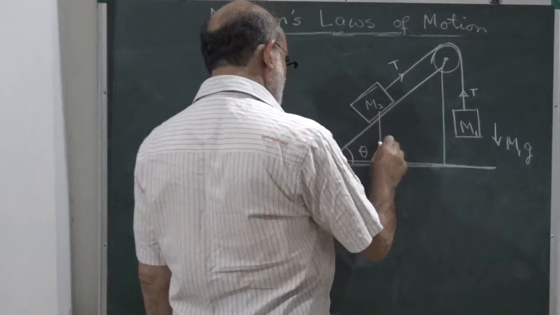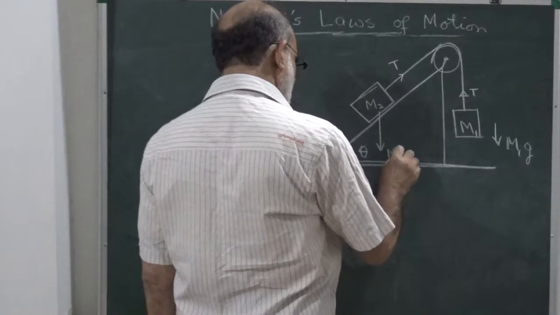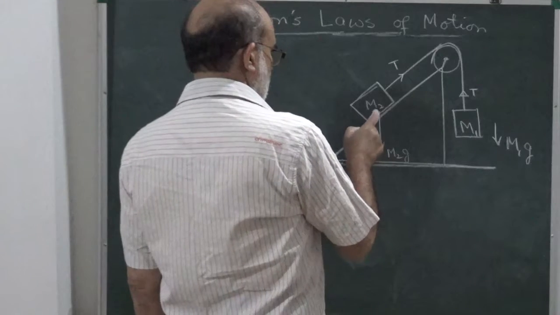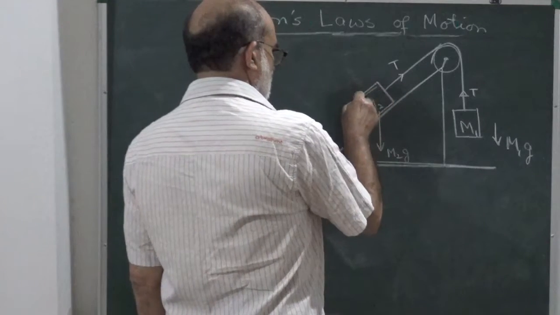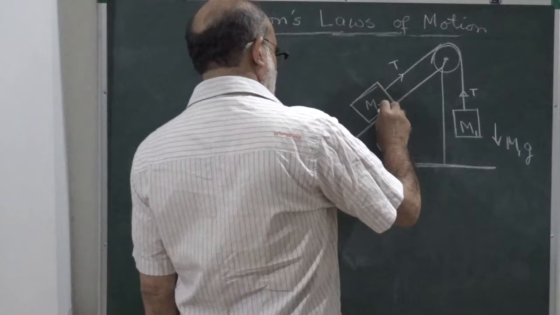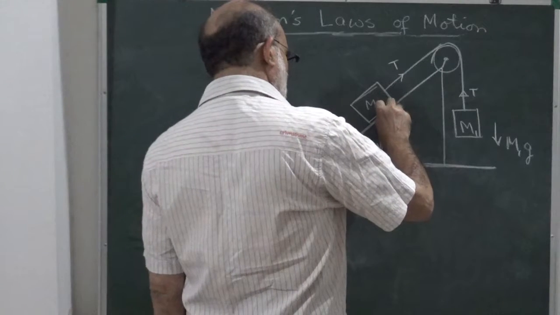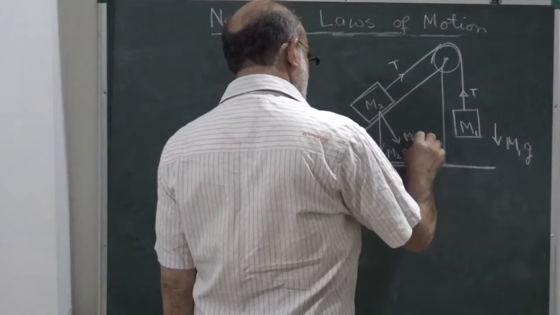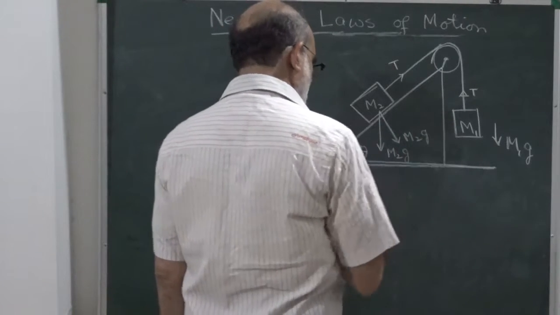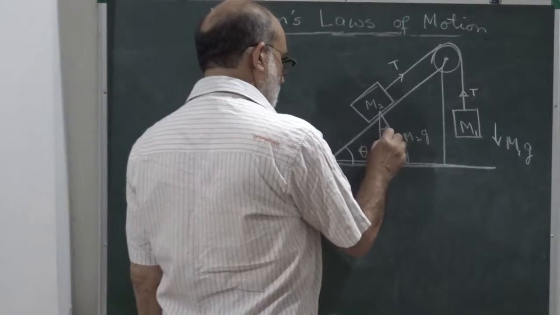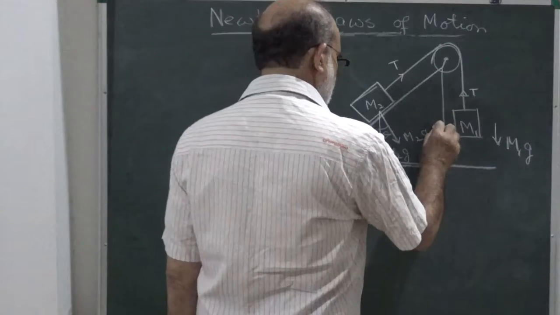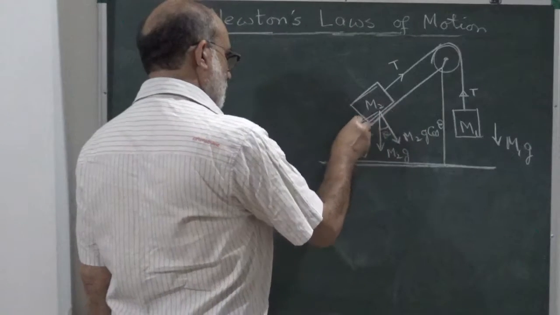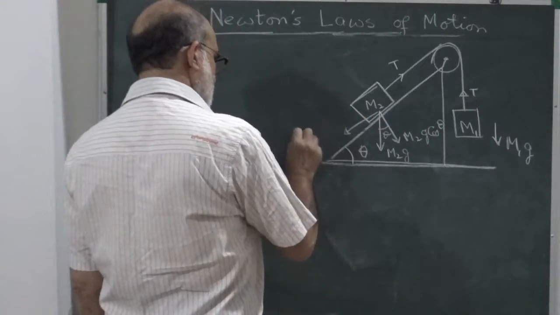Now the gravity acts vertically down, so it is M2G. We can resolve this M2G into two perpendicular components. This is theta, this is also theta. So it will be M2G cos theta, and this will be M2G sin theta.